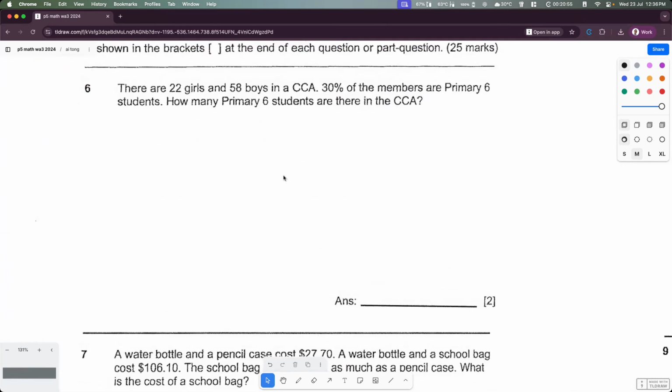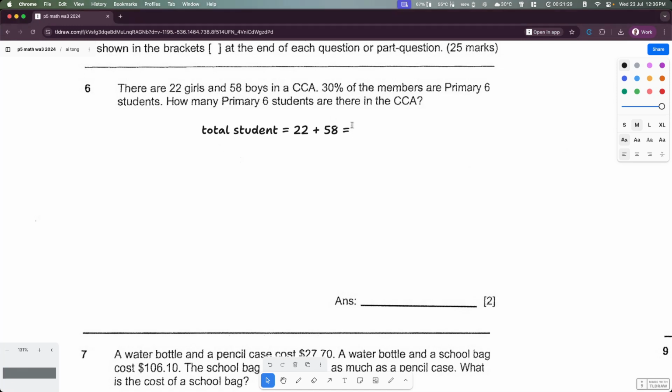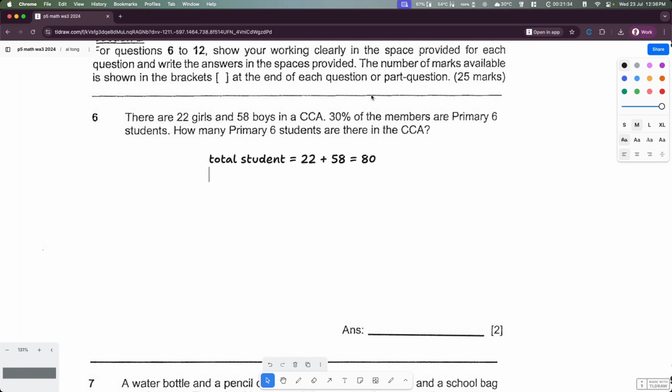Question 6 over here says there are 22 girls and 58 boys in a CCA. 30% of the members are primary 6. How many primary 6 students are there in the CCA? Right? So we want to get the total number of students in the CCA. I will say total students is equal to 22 plus 58. Let's use our calculator. 22 plus 58, and that gives us 80, right? So 80 over here.